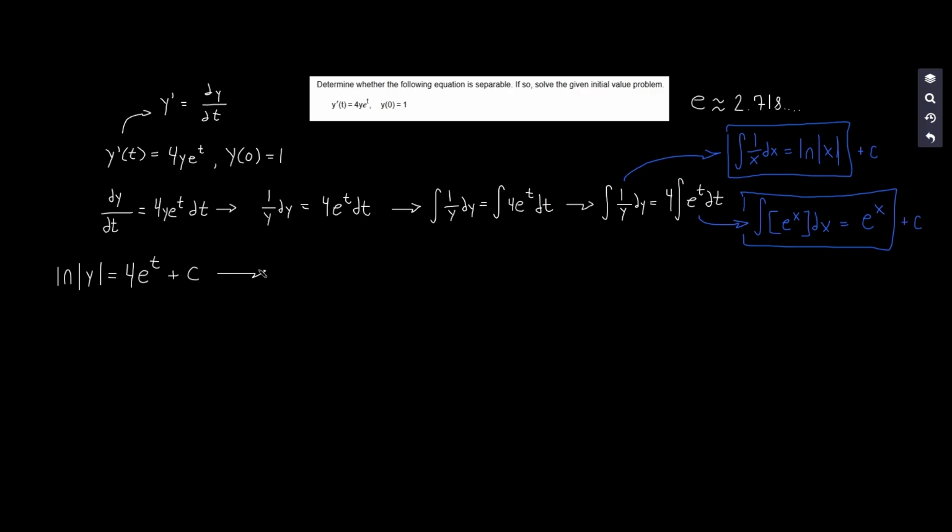At this point, we want to solve for y. But how are we going to solve for y? We're going to exponentiate both sides of the equation. And then what ends up happening is that Euler's number is going to cancel with the natural logarithm. So here's what we'll have. We have the absolute value of y equals Euler's number raised to the power of 4 times Euler's number raised to the power of t plus the arbitrary constant.